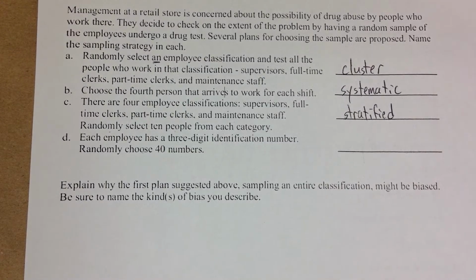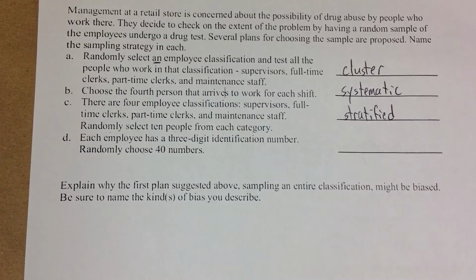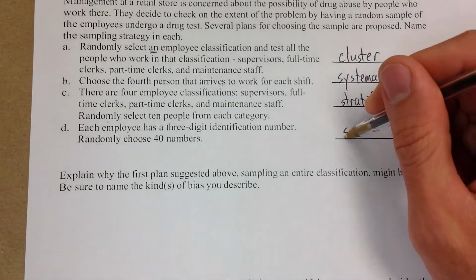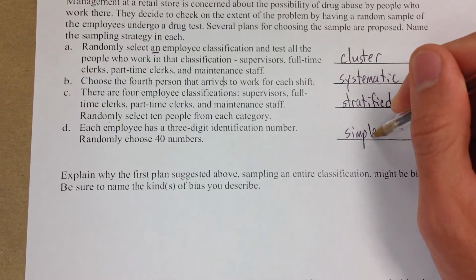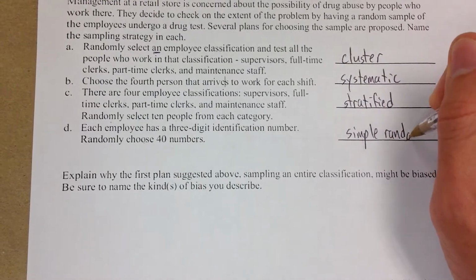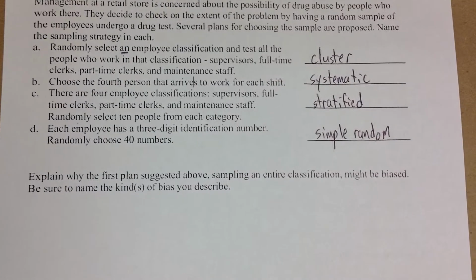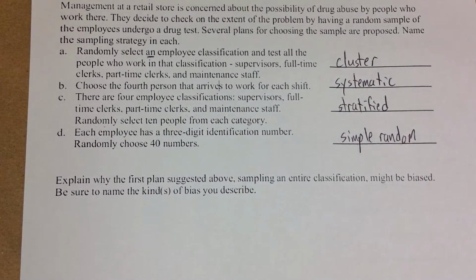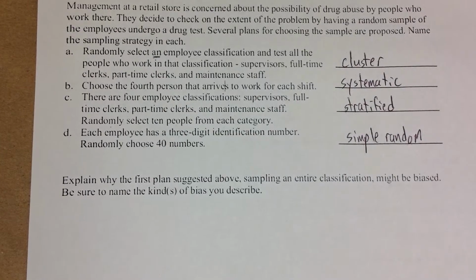D, each employee has a 3-digit identification number. Randomly choose 40 numbers. Abigail, what do you think? Simple random sample. Okay, so obviously know your sampling techniques and be able to identify them. Any questions on the top part?